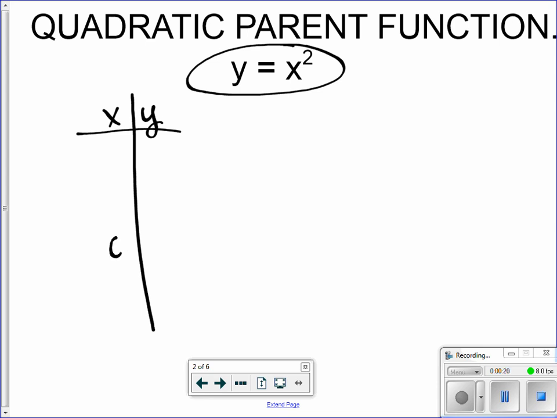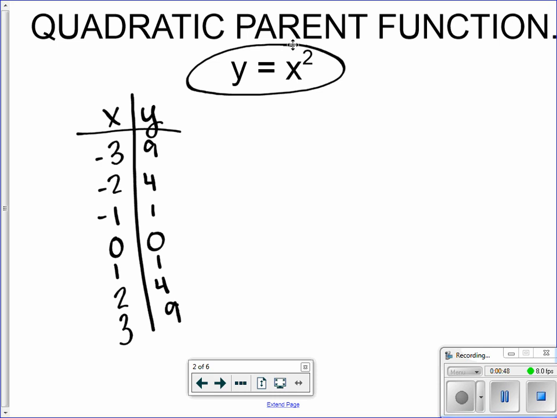It's the origin, it's 0, 0. We always want to put the vertex in the center of our tables. And then 1, 2, 3, -1, -2, -3. It's y equals x squared. That means you're squaring the x values to get your y values. So what's 1 squared? 1. Then that's also 1. Remember, they mirror each other. What's 2 squared? And that means it's equal. And then what's 3 squared?